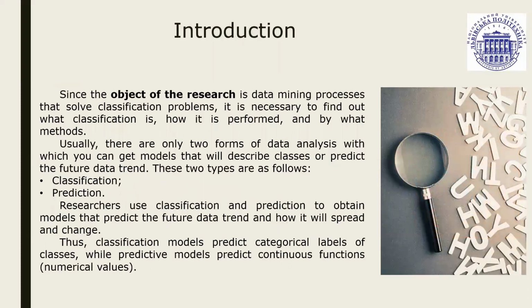Since the object of the research is the determining process, to solve the classification problem it is necessary to find out what classification is, how it's performed, and by what methods. Usually there are only two forms of data analysis. With each you can get models that will describe classes or predict future data types. These two types are prediction and classification. Classification models predict categorical class labels, while predictive models predict continuous numeric values.